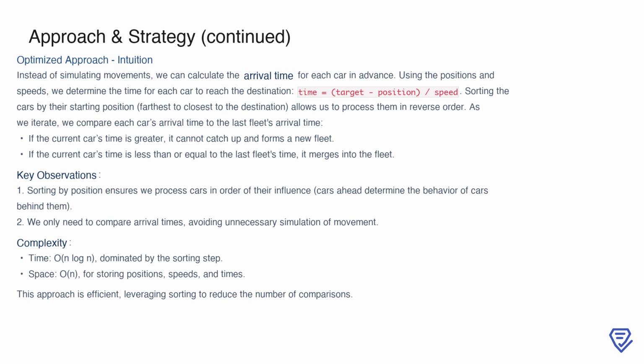The key insight here is that sorting by position ensures we process cars in a logical order, avoiding unnecessary simulations. This reduces the problem to a simple sequence of comparisons. The time complexity is O(n log n), dominated by the sorting step, while the space complexity remains O(n), as we store positions, speeds, and arrival times. This makes the approach much more efficient for large inputs.